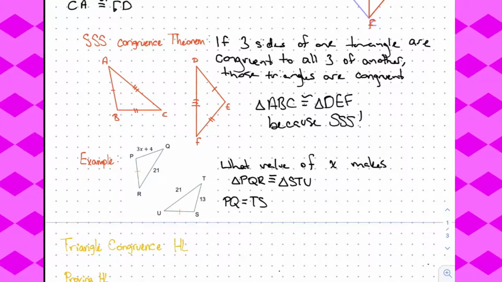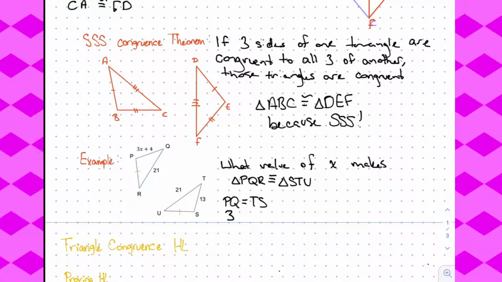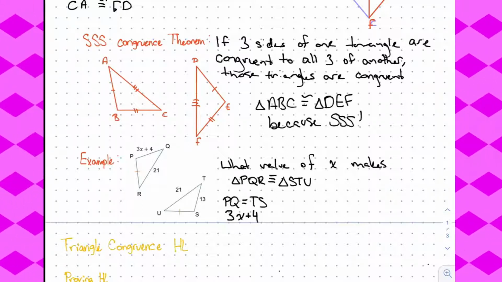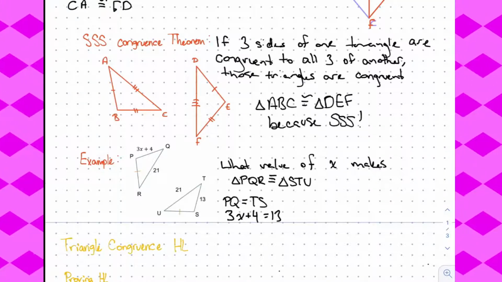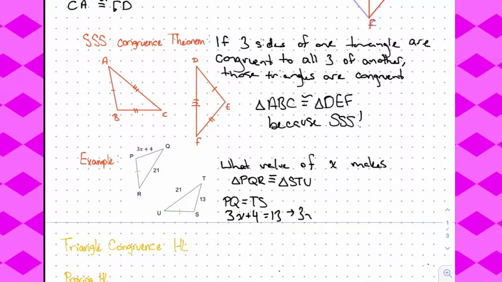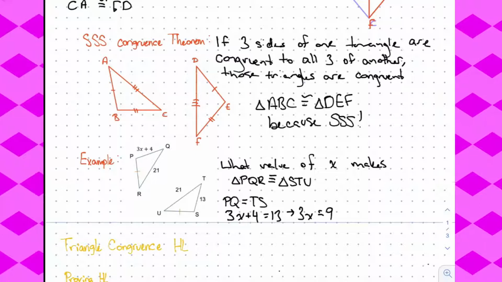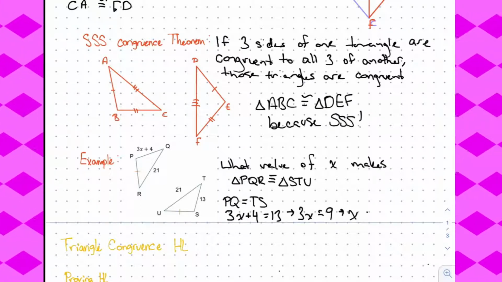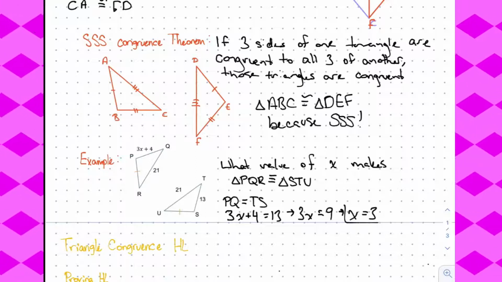So what that lets us do is we can take that 3x plus 4, set it equal to 13, and we'll solve for x. So if I subtract 4 from both sides of the equation, it gives me 3x equals 9. Then I can divide both sides of the equation by 3 and get x equals 3. So if x is 3, then those two triangles are congruent by side, side, side.